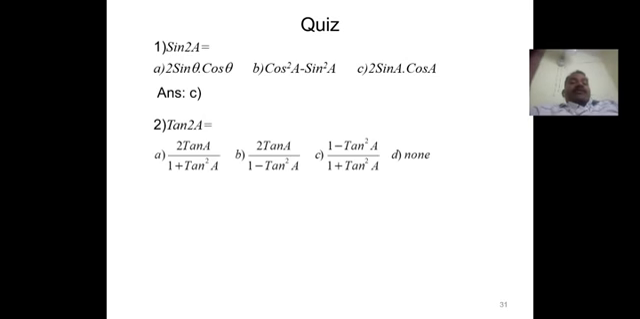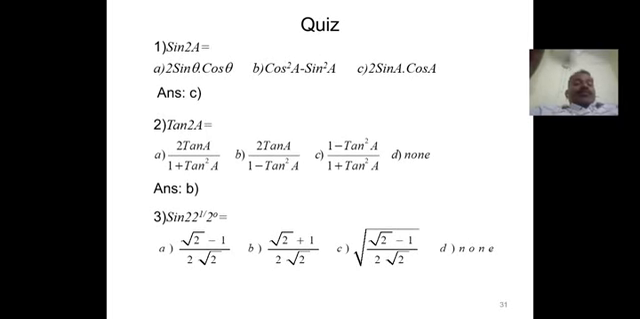Now for tan 2A, 2 tan A by 1 minus tan square A. If you observe, A and B are both similar, but the first one is 2 tan A by 1 plus tan square A. This is actually the sin 2A formula. So be careful about the small negative sign. B is the correct option. Sin 22 and half is square root of root 2 minus 1 by 2 root 2. So here it's a direct value. So C is the correct option.